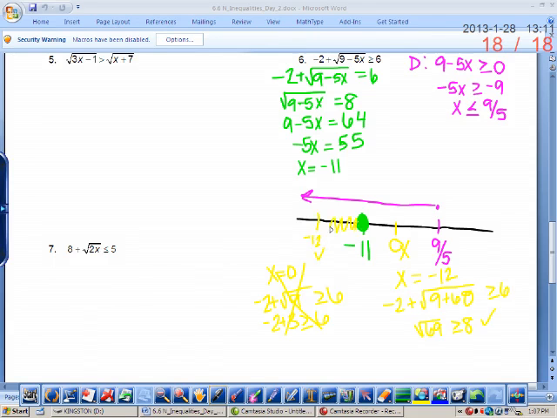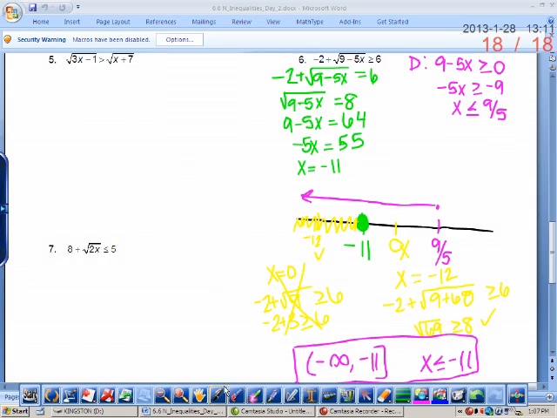So we shade left. Why is 11 included? Good, because of that greater than or equal to. So negative infinity to negative 11 with a bracket. Or x is less than or equal to negative 11. Okay, one more.